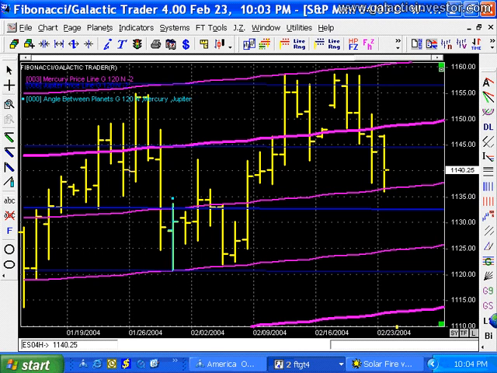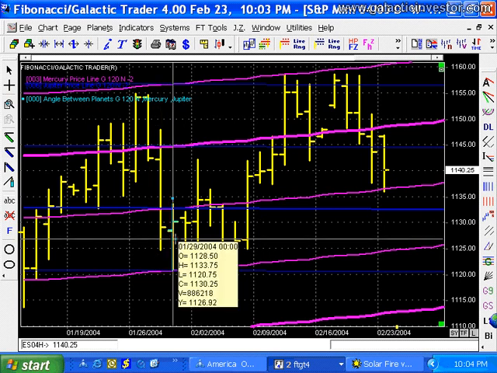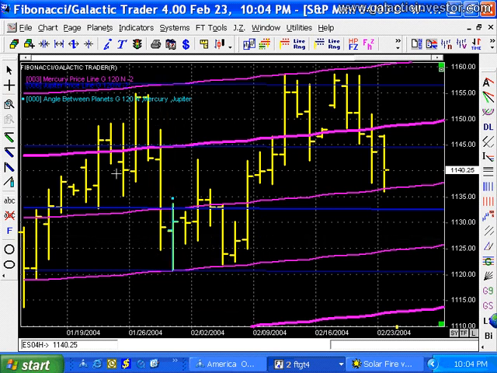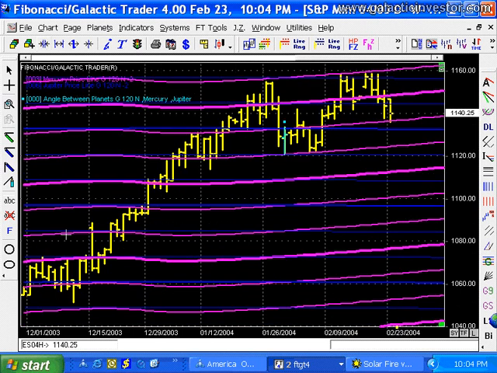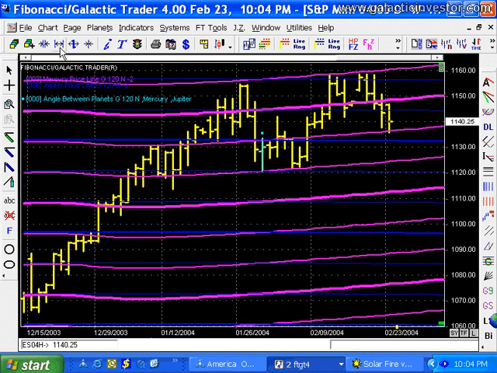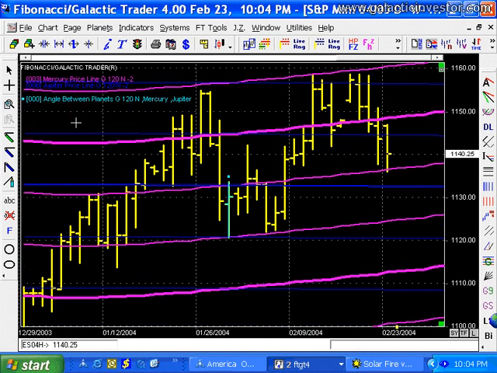And since we're in an uptrend, here's the low at 1120.75. Since we're in an uptrend, that would be a pullback and a buying opportunity. Now, let me explain and show you how it would look with the Venus-Jupiter opposition.